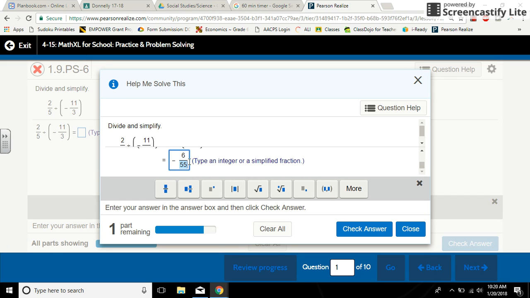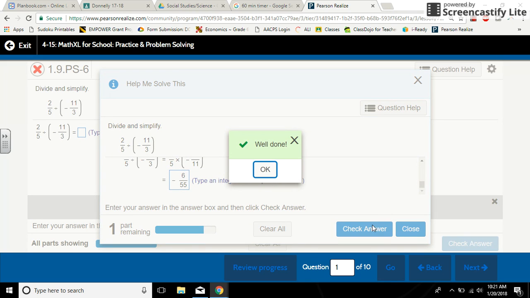55. And I'm sitting here thinking, well, 6 could go in there, 3 could go in there. Can 3 go into 55? 3 times 10 is 30. 30 plus 25 is 55. So no, 3 doesn't go into 25 too. So no, I think this is my simplified fraction. Let's see. Check answer. Well done.